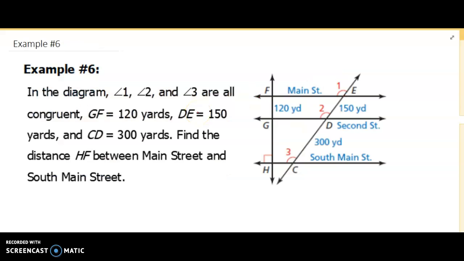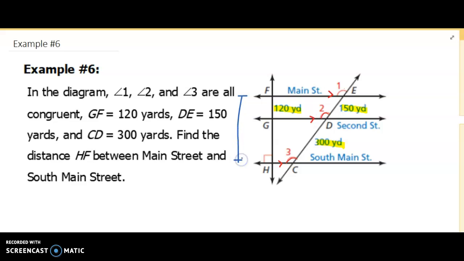All right, so let's put that theorem into action here. It says in the diagram, angle 1, angle 2, and angle 3 are all congruent. Well, if angle 1, angle 2, and angle 3 are all congruent, that has to mean that all 3 of these are parallel because they're all corresponding angles. So that tells us that these 3 lines are parallel. GF is 120 yards, DE is 150, and CD is 300. We want to find the distance HF.